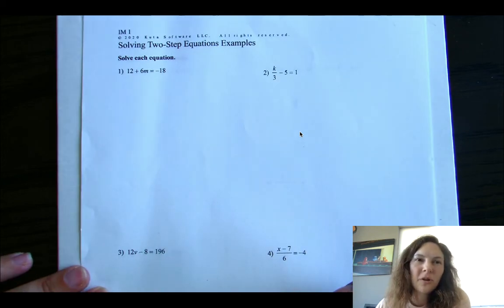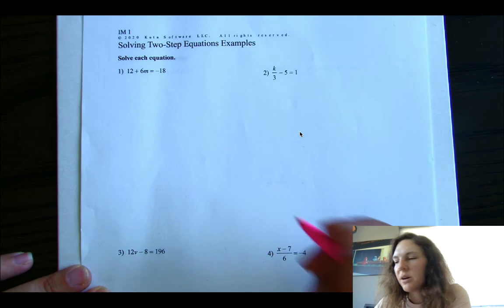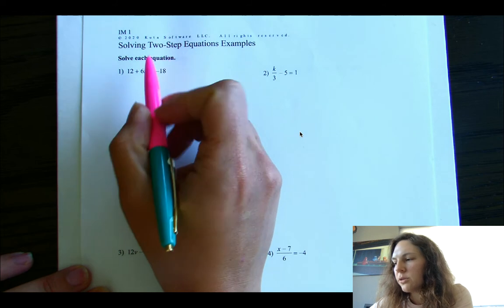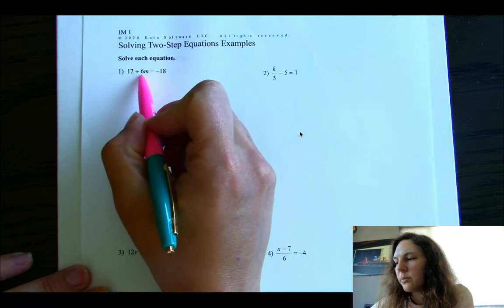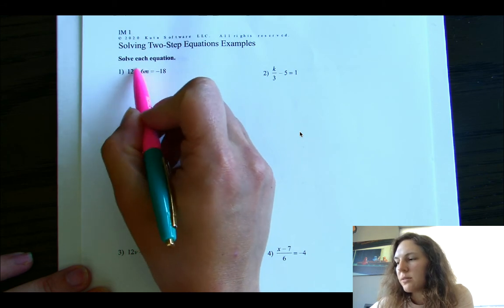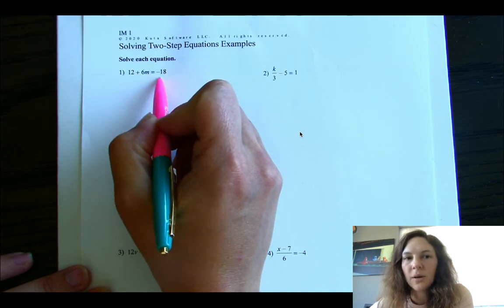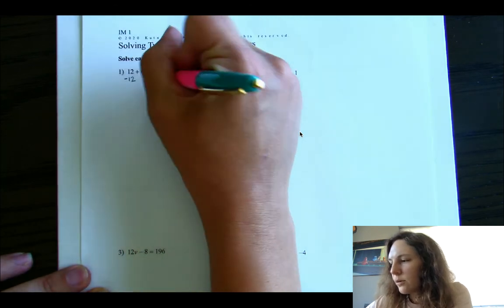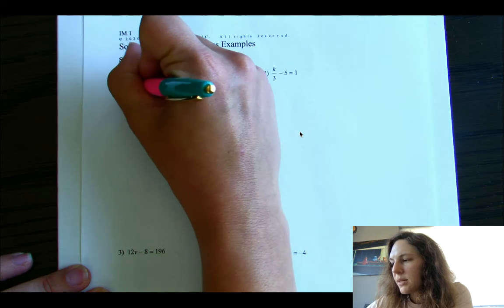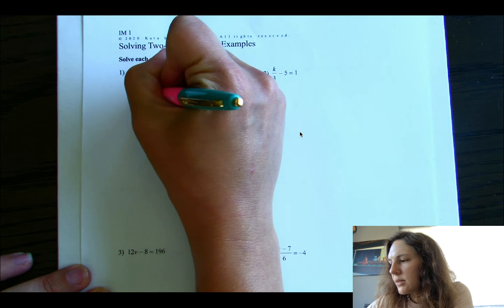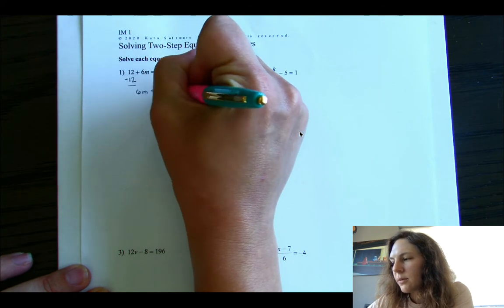In this video, I'm going to be going over solving two-step equations. So for our first one, we have 12 plus 6m equals negative 18. You should notice right now that I only have one term that has a variable in it, which means that I need to move this term right here to the other side so I can isolate my variable. So I'm going to subtract 12 from both sides, since that is the opposite of this positive. And I'm left with 6m equals negative 30.